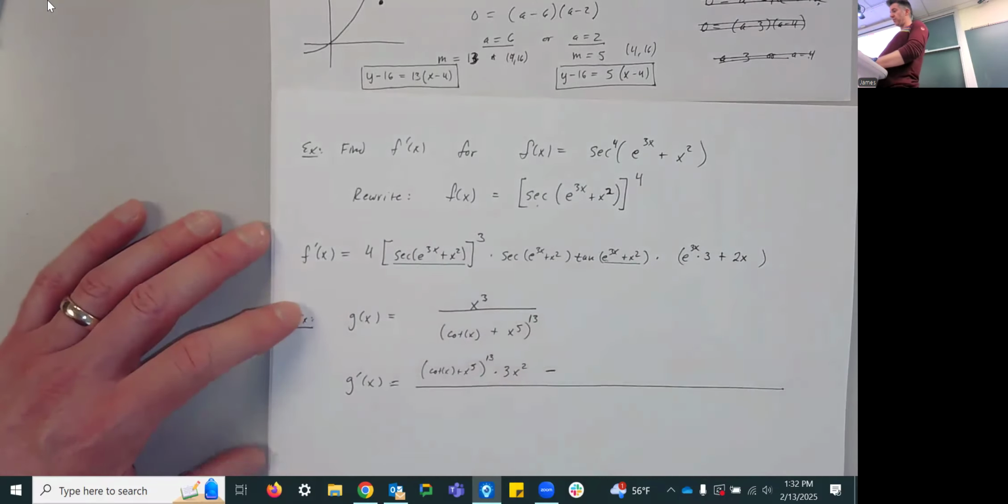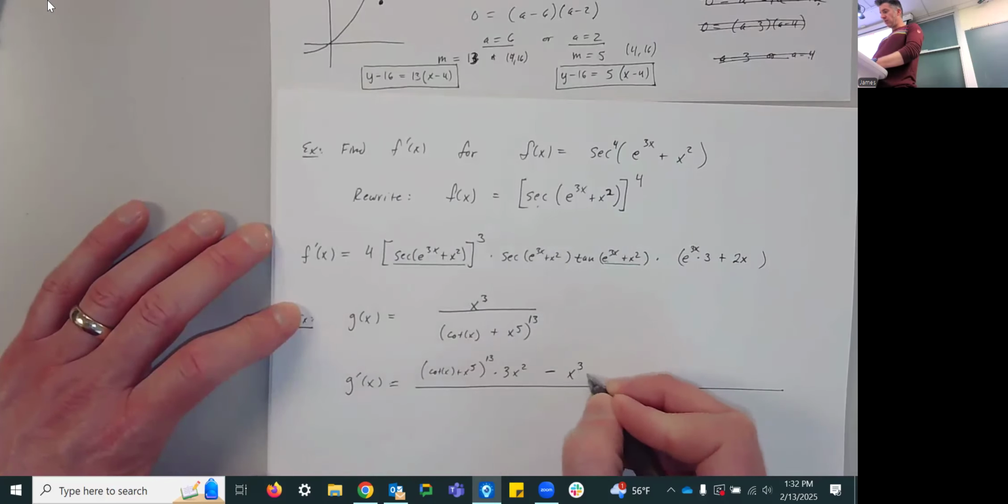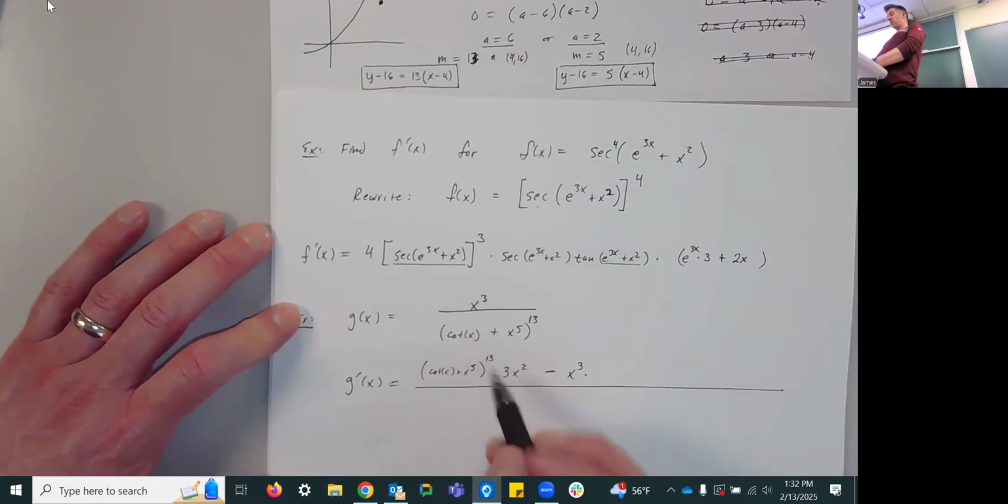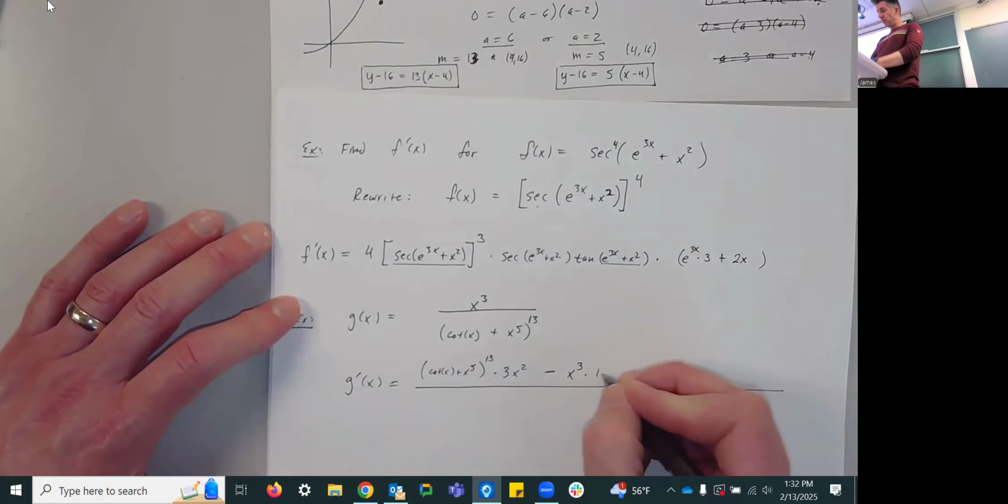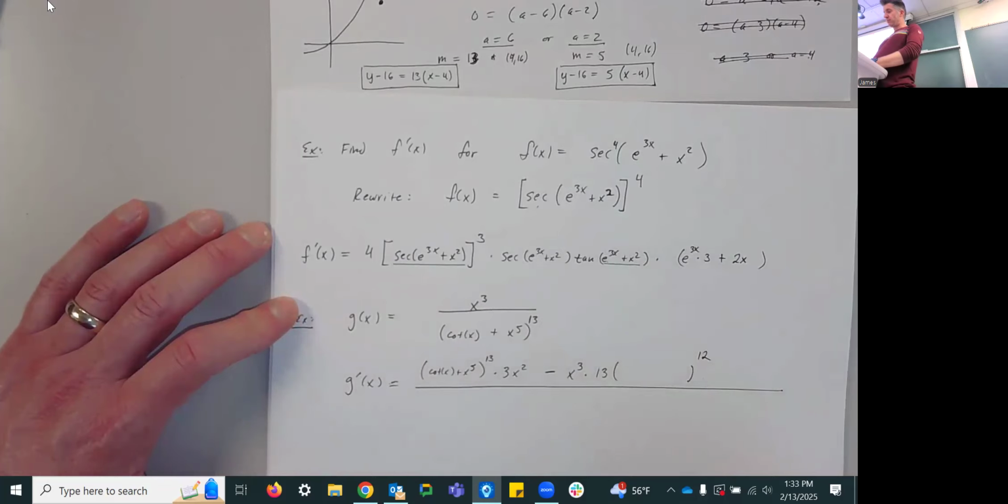Minus, now we switch it. We leave the top part alone, so x cubed. We multiply by the derivative of the bottom part. So the bottom part is some stuff raised to the 13th power. Its derivative is going to be 13 multiplied by that stuff to the 12th power.